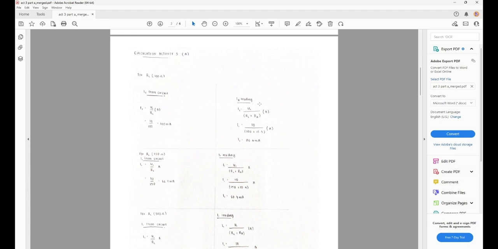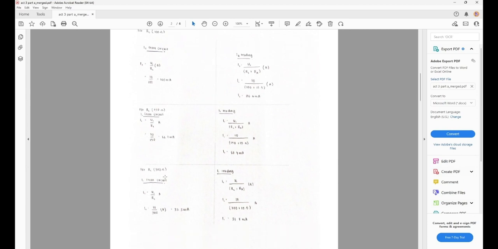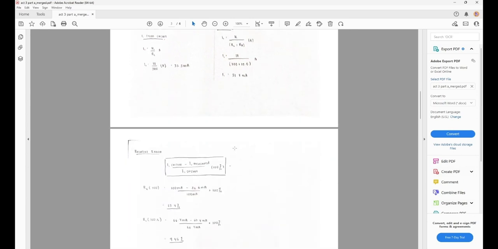For I reading, we use I equal to U1 over RL plus RA, which is RA is the resistance for ammeter. We find the value of current 86.6 milliampere. So this time we repeat for the resistance at 150 and 300 to find the answer.